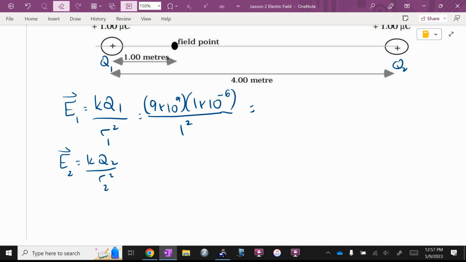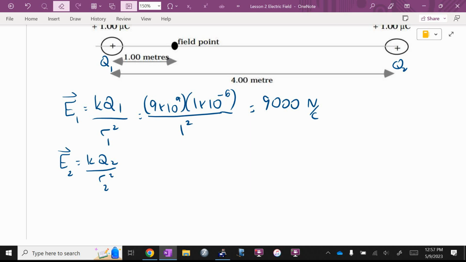In fact, I think I can do this in my head because Nicole, it's technically 9 times 1 divided by 1 squared. It's going to be 9. I just need to do the powers of 10, and I can use my exponent rules. It's going to be 10 to the 9th times 10 to the negative 6. You just add the exponents. I think you're going to get, double check me, folks, 9,000 even? Yes, newtons per coulomb.